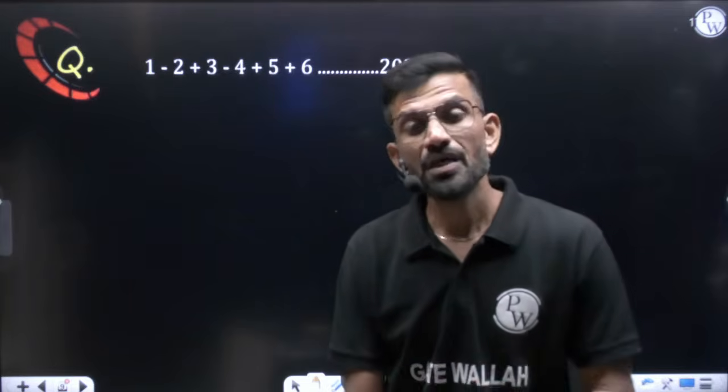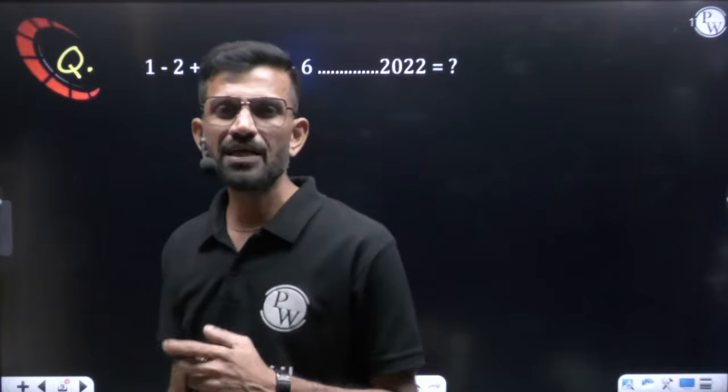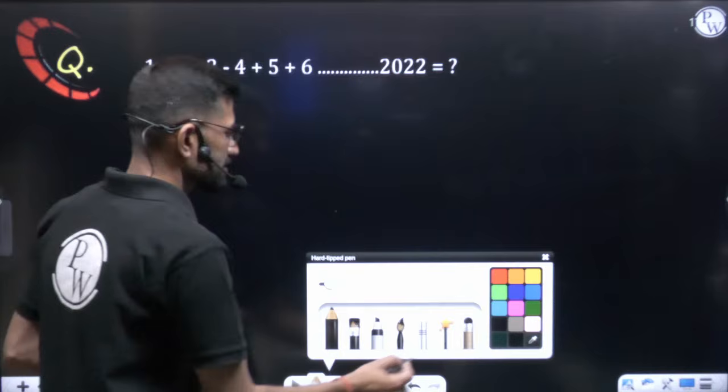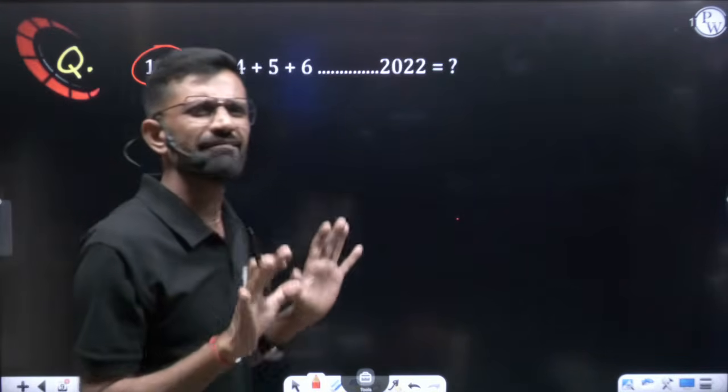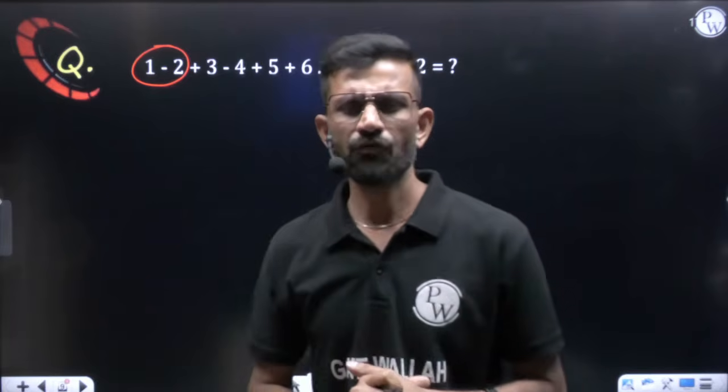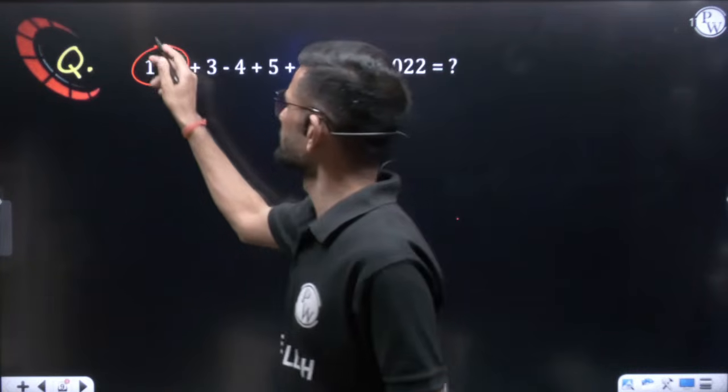And in order to know the logical approach, as I said, you start working on the question. Start working on the question. Very simple, just understand here. If I go for 1 minus 2, nothing more, only 1 minus 2, what will I get? 1 minus 2 will get minus 1.